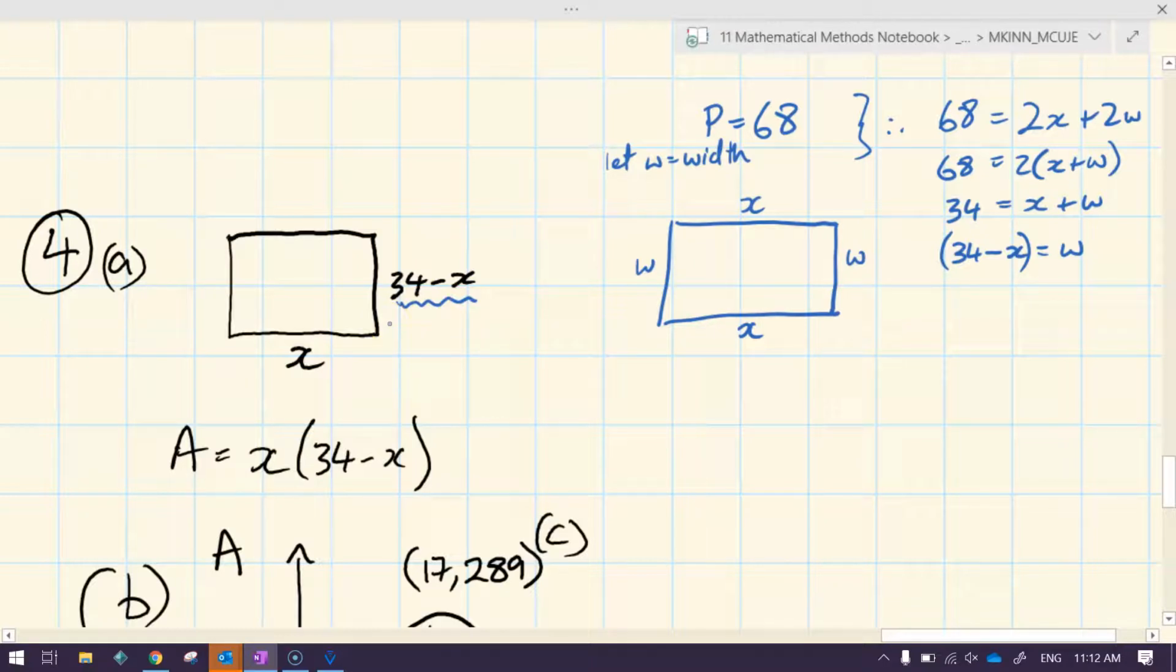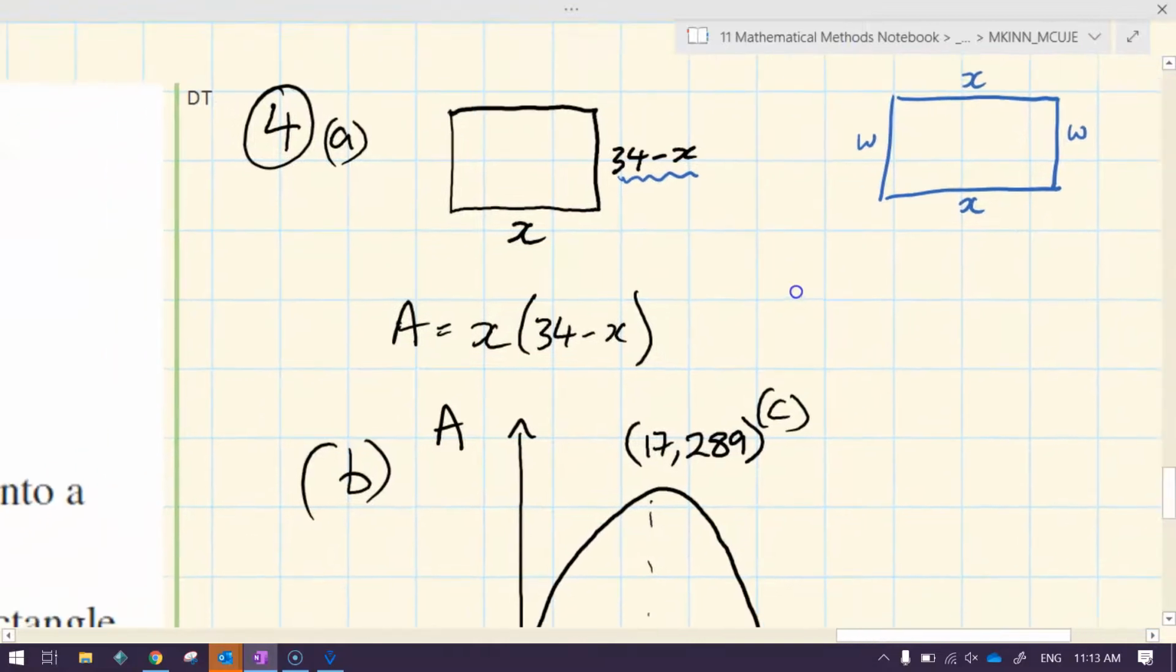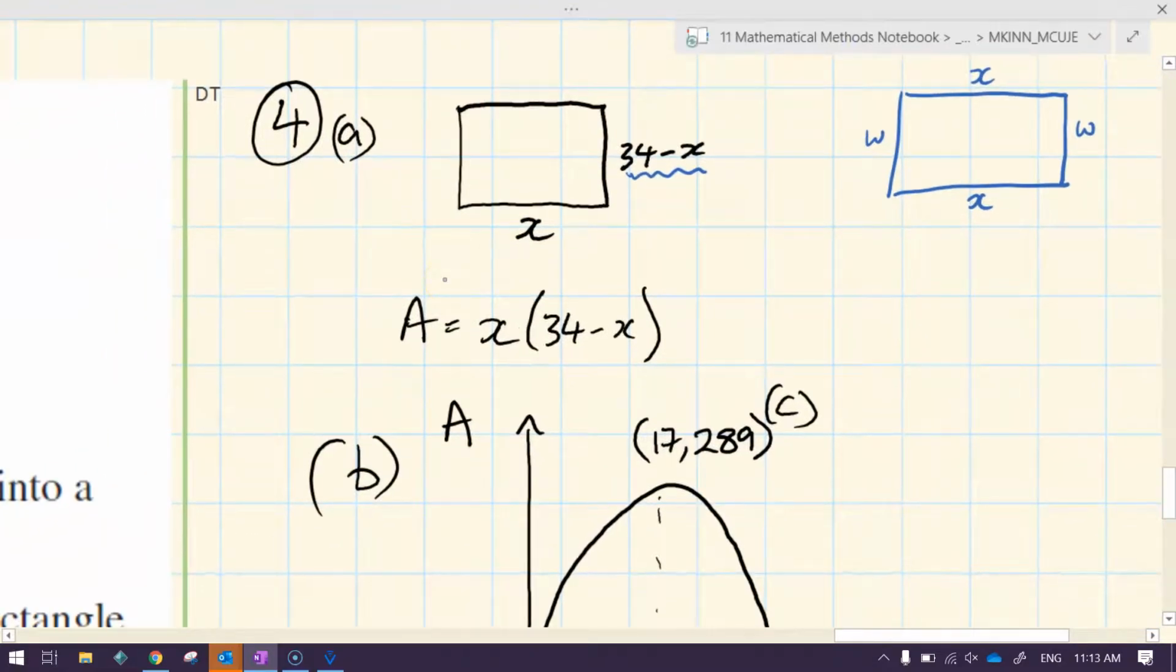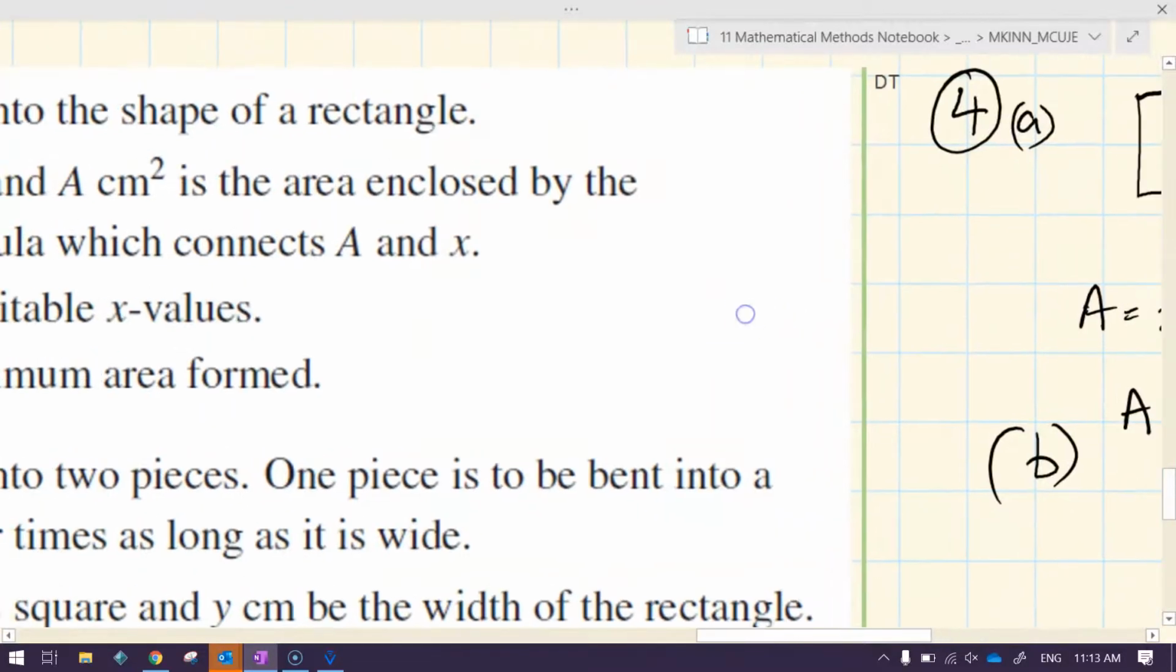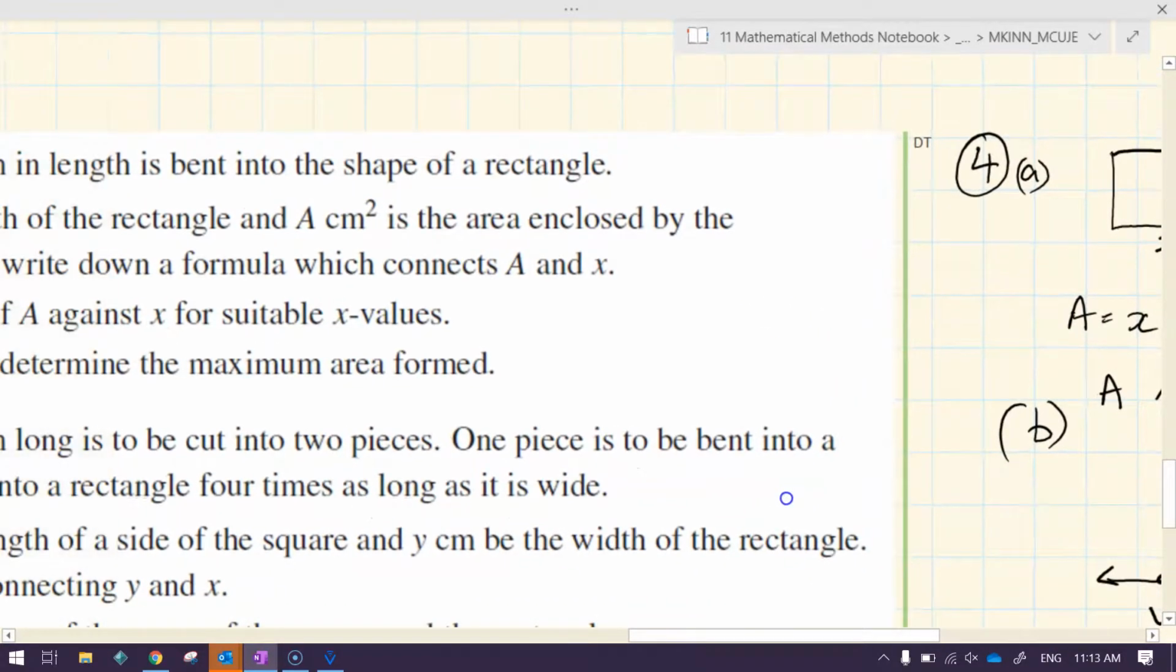If you just want to make sure you understand where it comes from, do the working in blue on the right. It doesn't take very long, and it's going to help you understand where you're up to. That's the most important thing. So I've done my visualize. The variables were defined for me, or I defined the extra variable W for the width. Once I've done that, I'm up to E for equations, aren't I? From my VESPA, I'm up to E for equations. Area equals length times width, which is X times 34 minus X. And that's where they asked us to stop for part A. Write down a formula which connects A and X.